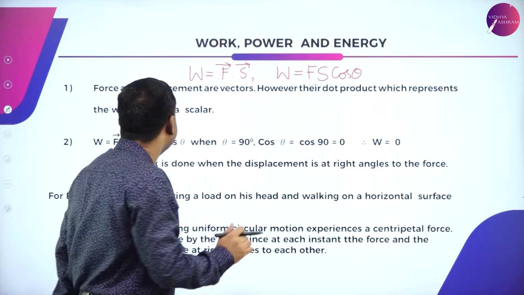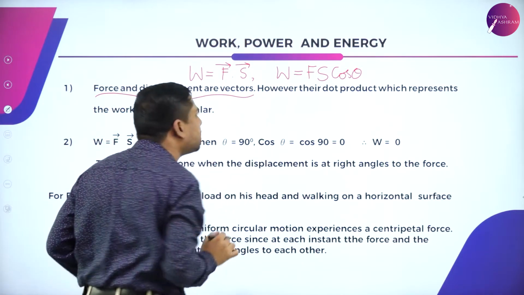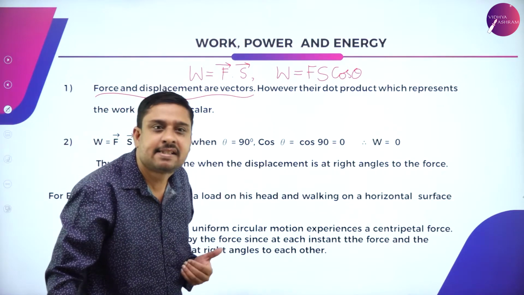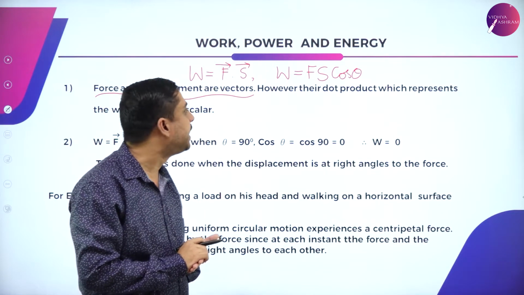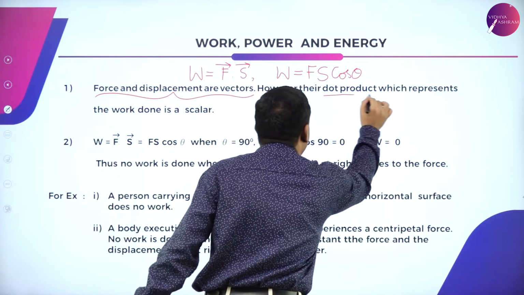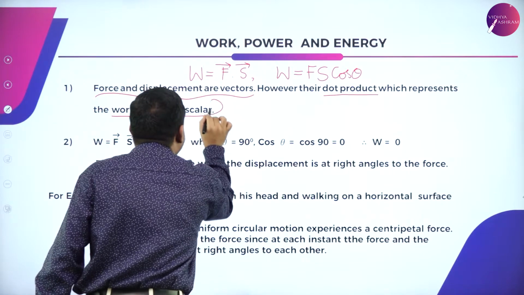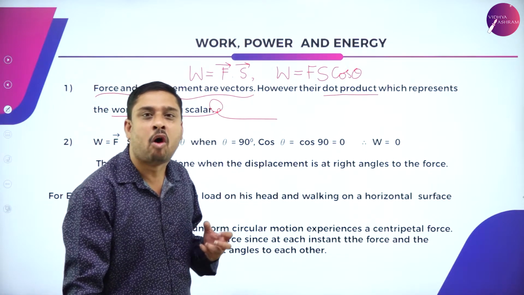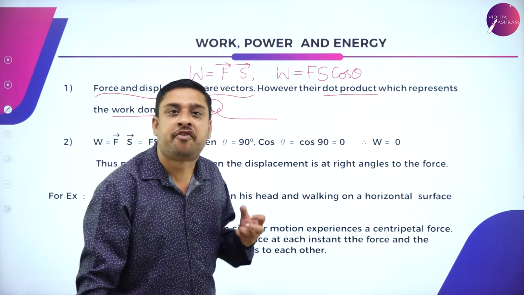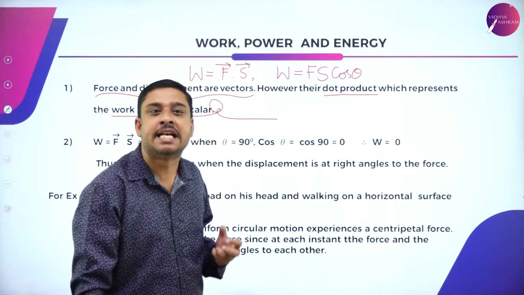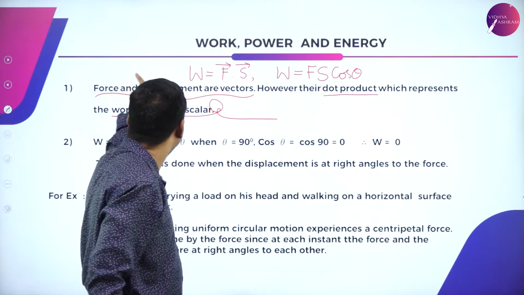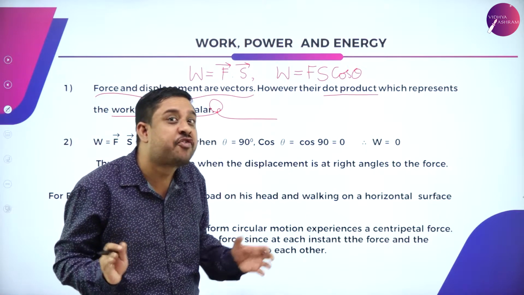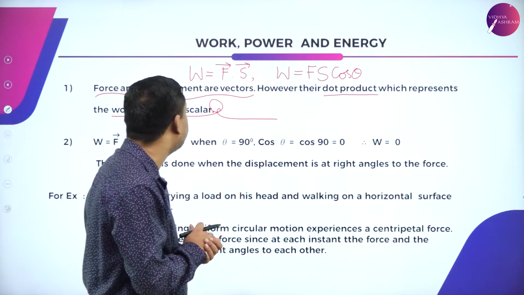Therefore, we say here force and displacement are vectors, vector F and vector S. They are vector quantities, but their dot product, which is work done, is a scalar. Very important to remember. The result of the dot product of two vectors is always a scalar. So here, force and displacement are vectors, but the result of their dot product, work done, is always a scalar.